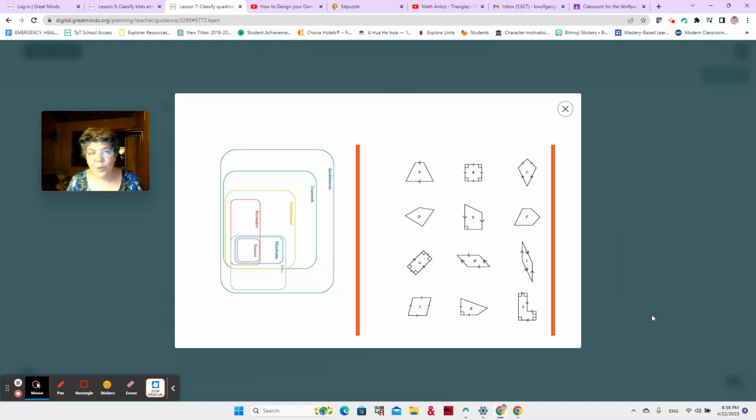All right, so this is the last video of lesson 7. Congratulations, we are working on properties of quadrilaterals, and this is a picture of page 53 and 54. What you're going to do is cut out those shapes and place them onto the Venn diagram there and decide where they belong, okay?